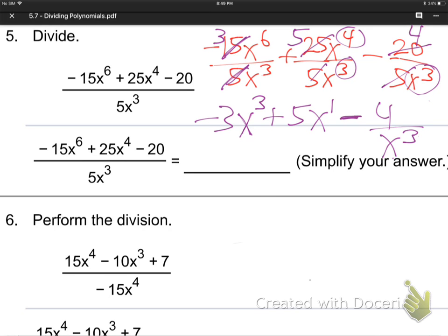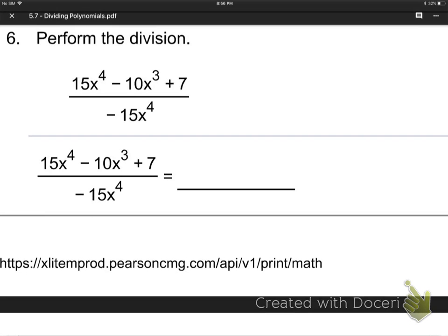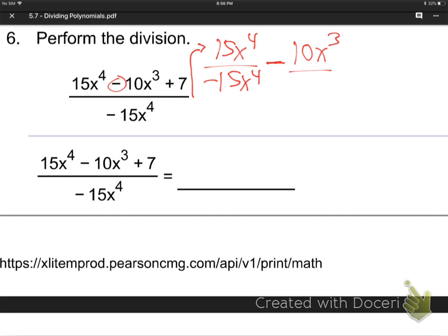How about one more? You up for one more? Okay, so minus 15x to the fourth goes underneath all three. So I'm going to come up here. I'm going to get 15x to the fourth over minus 15x to the fourth. So this is the minus in the middle here: 10x cubed over minus 15x to the fourth. Plus, that's the plus here, 7 over minus 15x to the fourth.